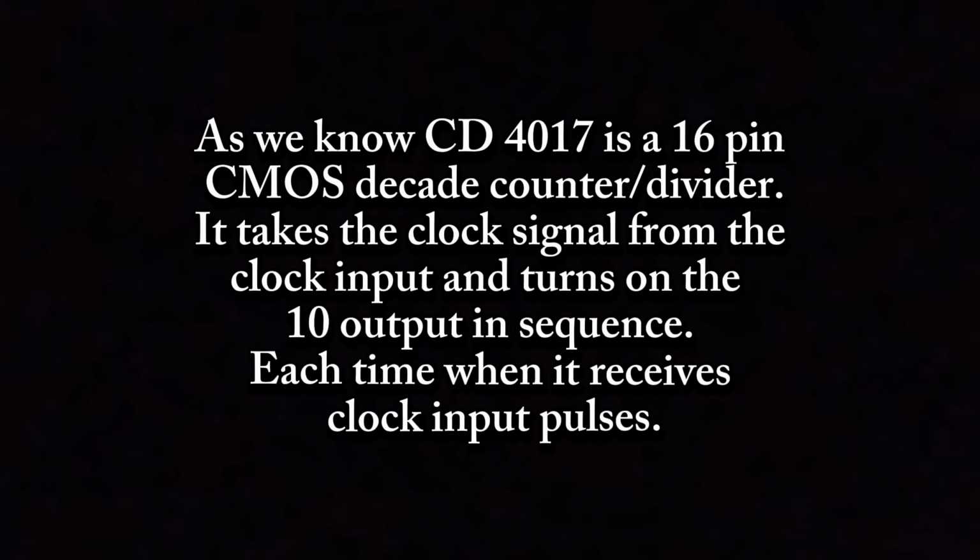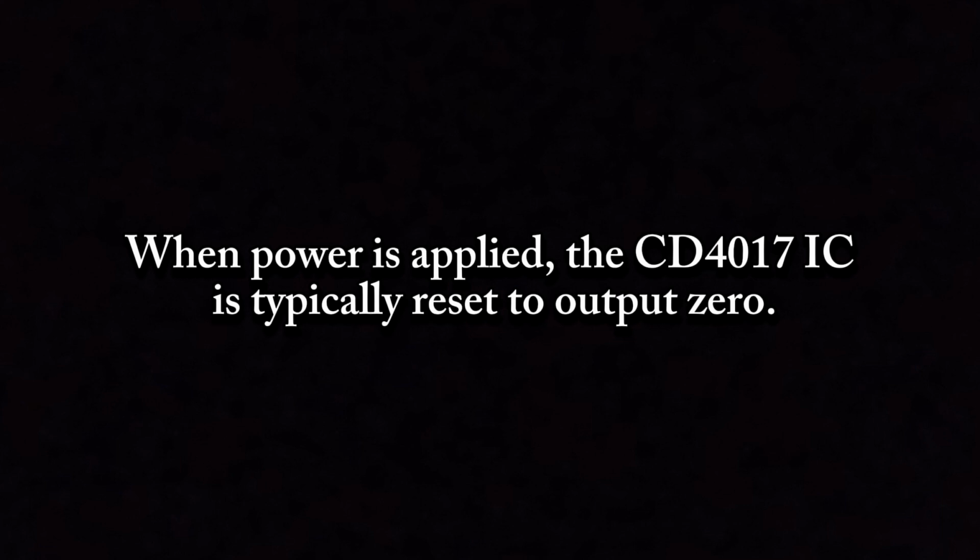As we know, CD4017 is a 16-pin CMOS decade counter. It takes the clock signal from the clock input and turns on the 10 outputs in sequence each time it receives clock input pulses. Initially, when power is applied, the CD4017 is typically reset to output 0.